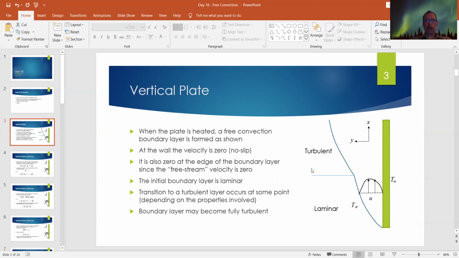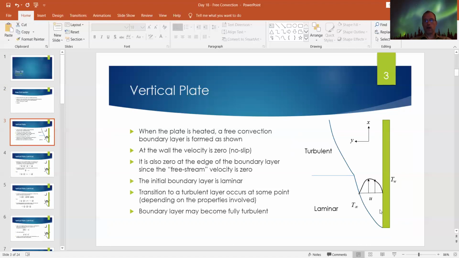Same sort of conditions. I have a no slip condition at the wall, so my velocity is 0 at the wall. However, the difference here is that the velocity at the outer edge of the boundary layer is also 0, because here my free stream velocity, if you want to call it that, is technically 0. So the only velocity I have is within the boundary layer. So I have a different velocity profile inside the boundary layer than I did for the forced case.